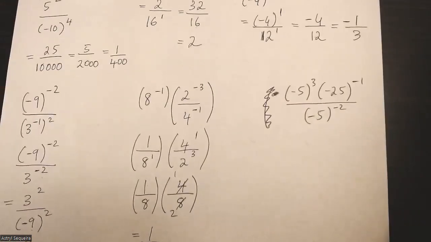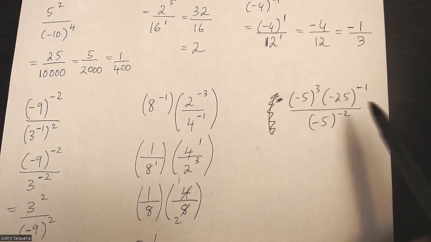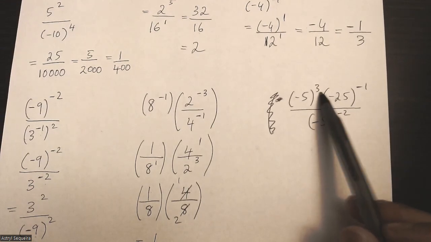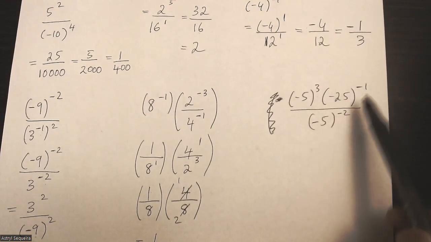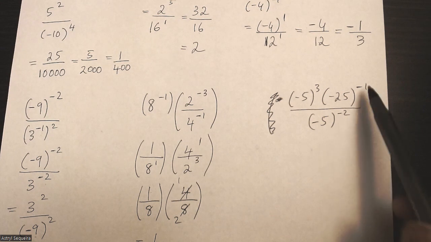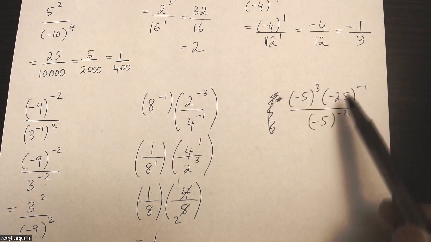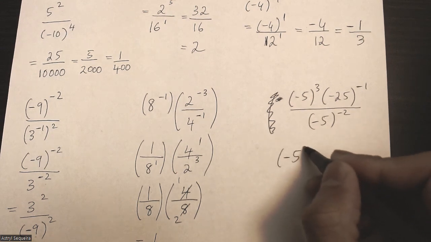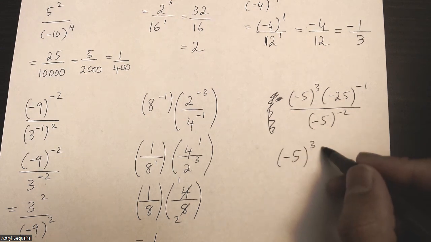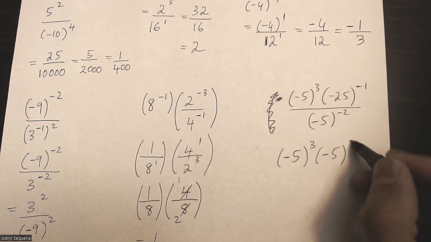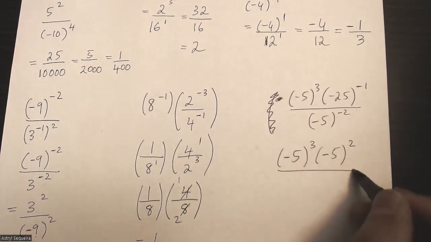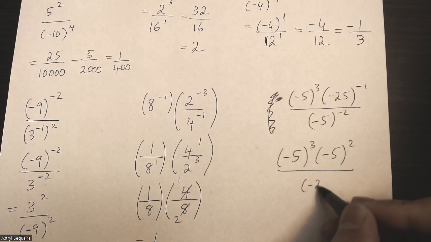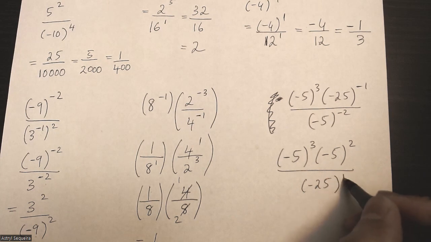And let's go to the last question over here. I have a positive exponent for this one, but I have negative exponents for these two. I'm going to get rid of these two negative exponents by only flipping these two. But this one stays the same, it stays in the top. So negative 5 to the power of 3, then negative 5 to the power of positive 2. I move this to the top. And on the bottom, I have negative 25 to the power of 1.